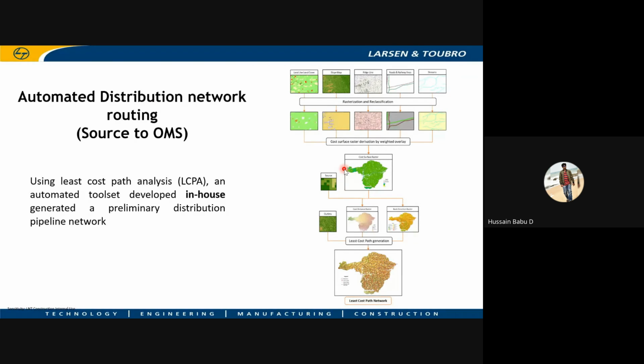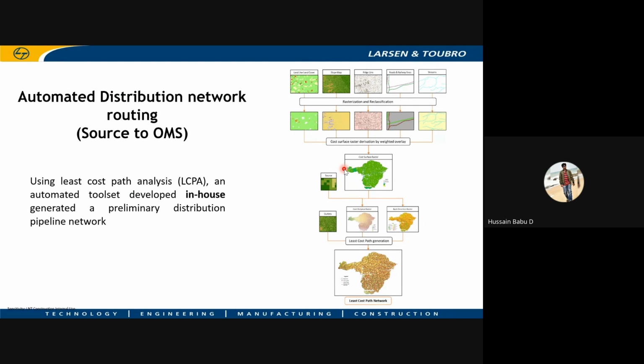But using this least cost path analysis, we could reduce this length drastically, by 10 to 15 percent for many projects, compared to when we were doing it manually. We are now doing it with the automated process, which is a huge saving in the pipeline. The pipeline is the most cost-consuming item in all of our projects, because in lift irrigation some 80 to 90 percent of the cost is based on the pipelines only.